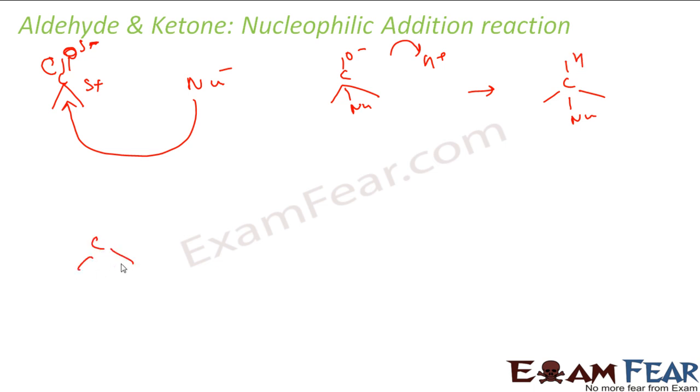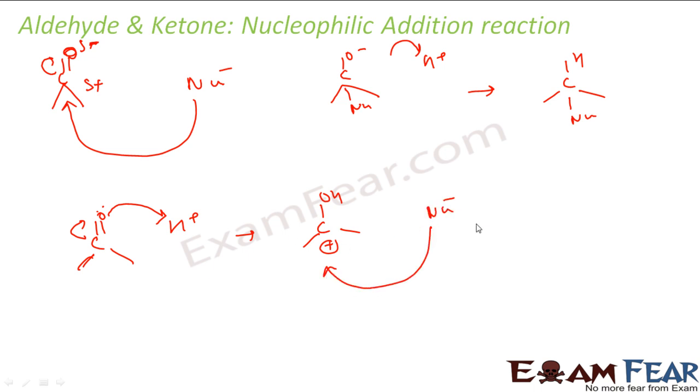Second case, if my nucleophile is not that strong, then in a strongly acidic medium, the oxygen will attract this H plus, and then it will form a carbocation because this bond will break in this fashion. Since it's a carbocation, the nucleophile can easily attack this. So you will get the same product in both cases. This is the typical reaction mechanism for a nucleophilic addition reaction.